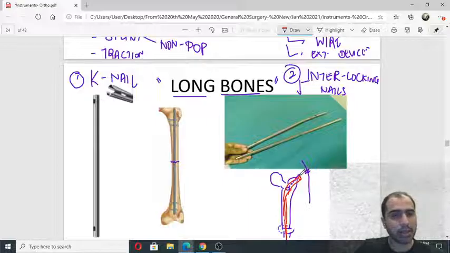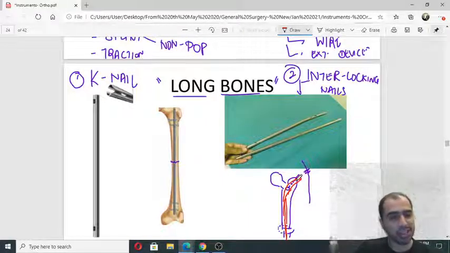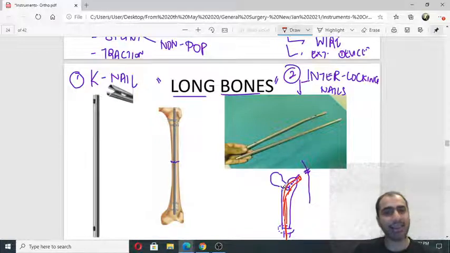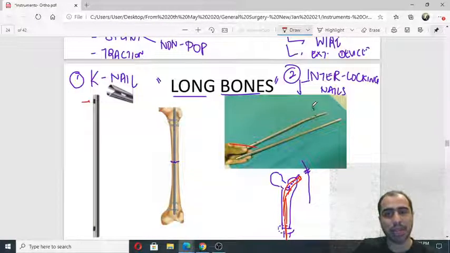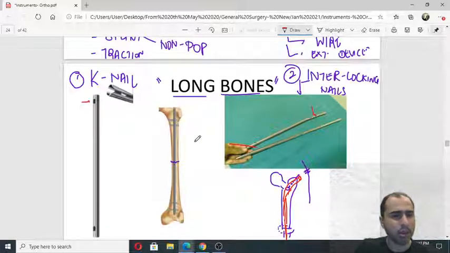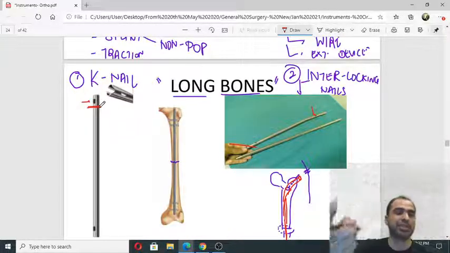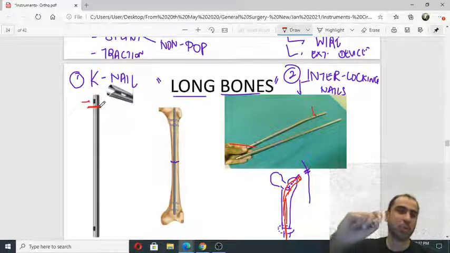Yes, controlled reduction. Reduction is already over. To remove the nail later. Excellent. That helps you understand why all these intramedullary nails have these eyes. All the nails have an eye at the tip or near the tip. This eye has to be outside. This much part has to be outside.